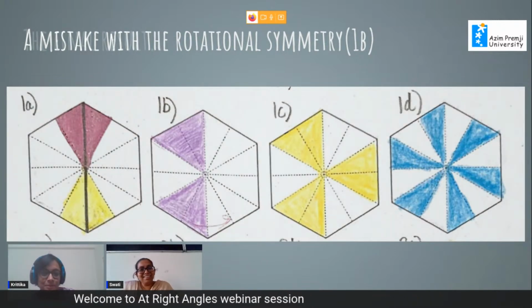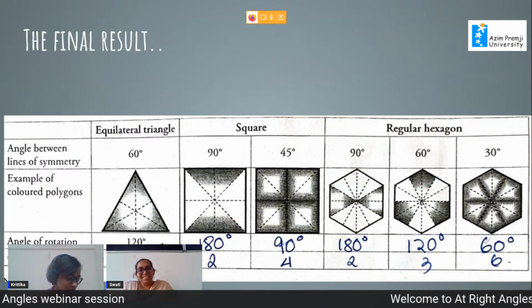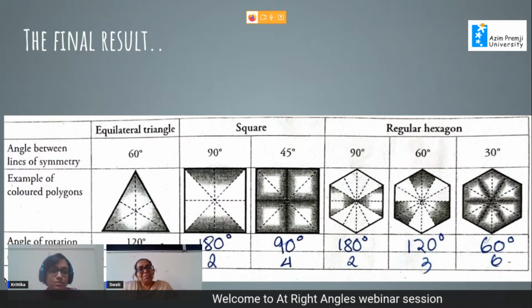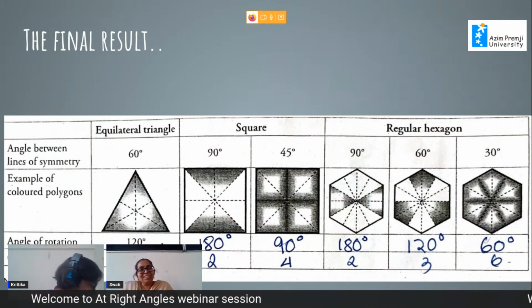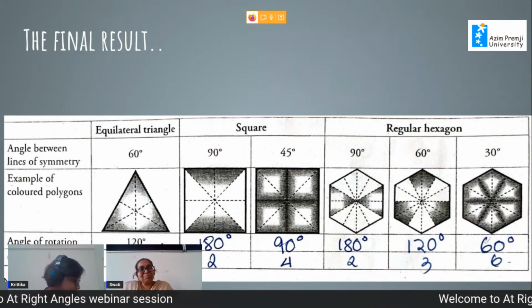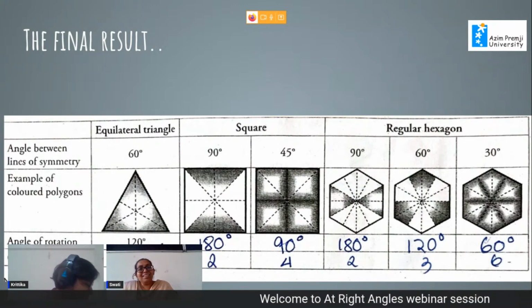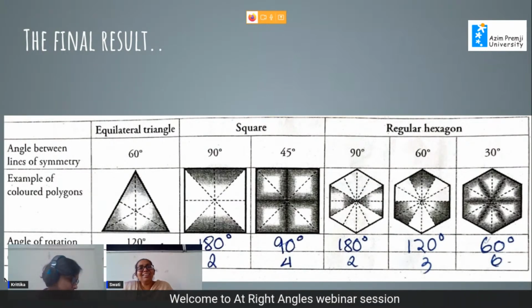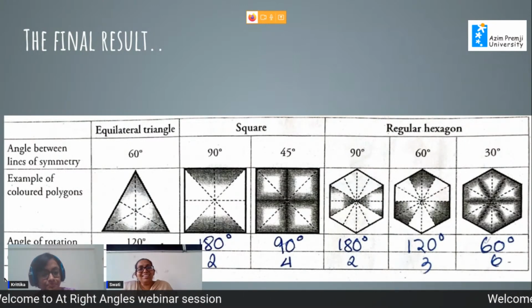Okay, and the last part was actually the conclusion of the tear out. So they had to draw the connection and come to the formula: order of rotational symmetry is equal to 360 divided by 2 into the smallest angle between the lines of symmetry.